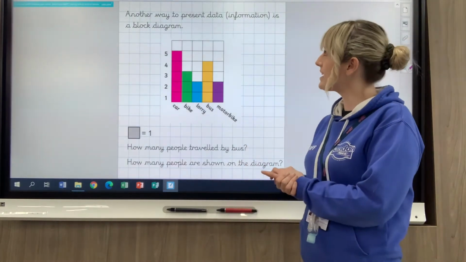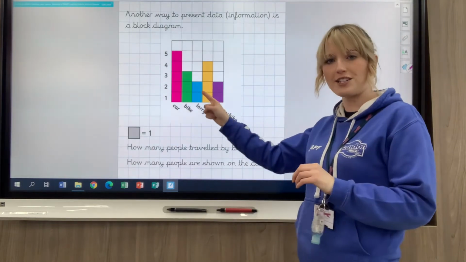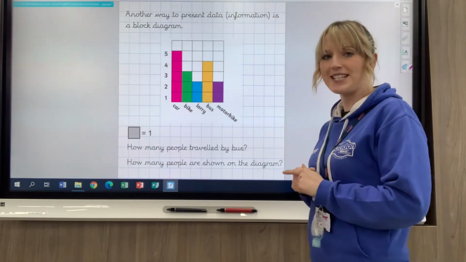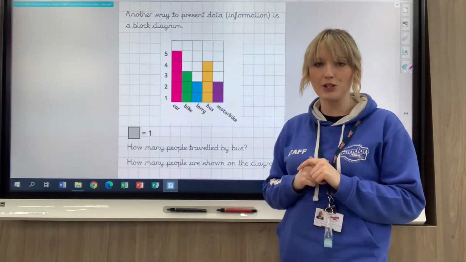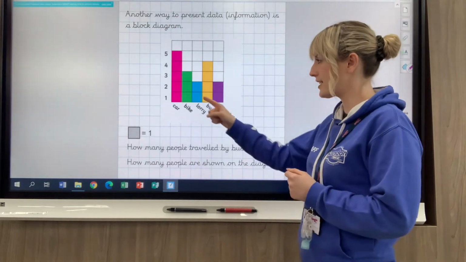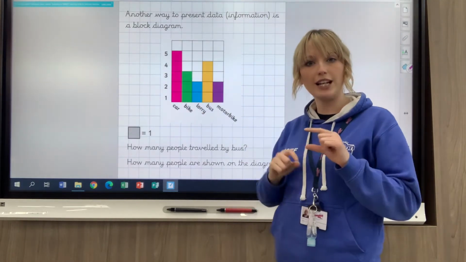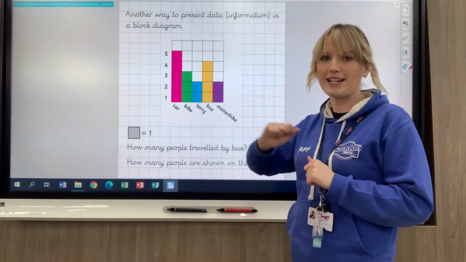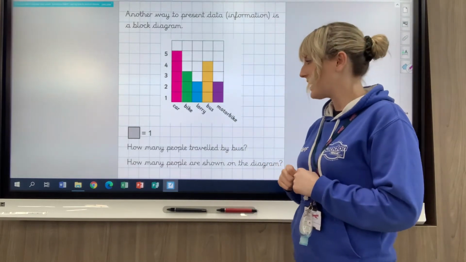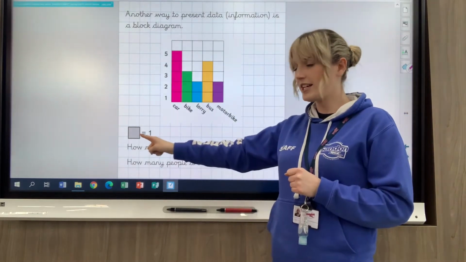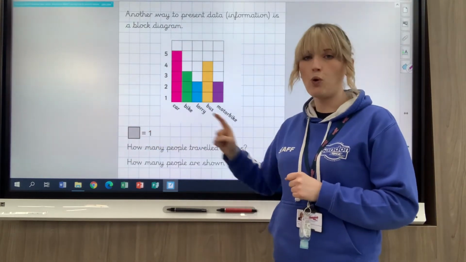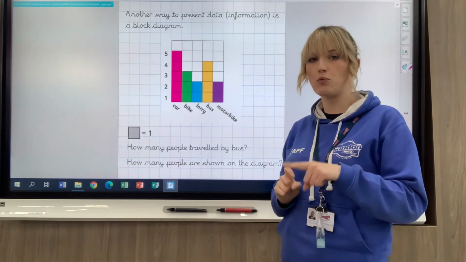Okay, so another way, so we've looked at tables, we've looked at tally charts. Another way to present data or information is a block diagram that looks like this. Okay, it looks a little bit like a bar chart, which you might have seen before, but it's a simpler version, because you can see you've got all the little squares to show how many. Okay, so with a block diagram, you will find a key. So the key on this one is here, and you can see every square equals 1.